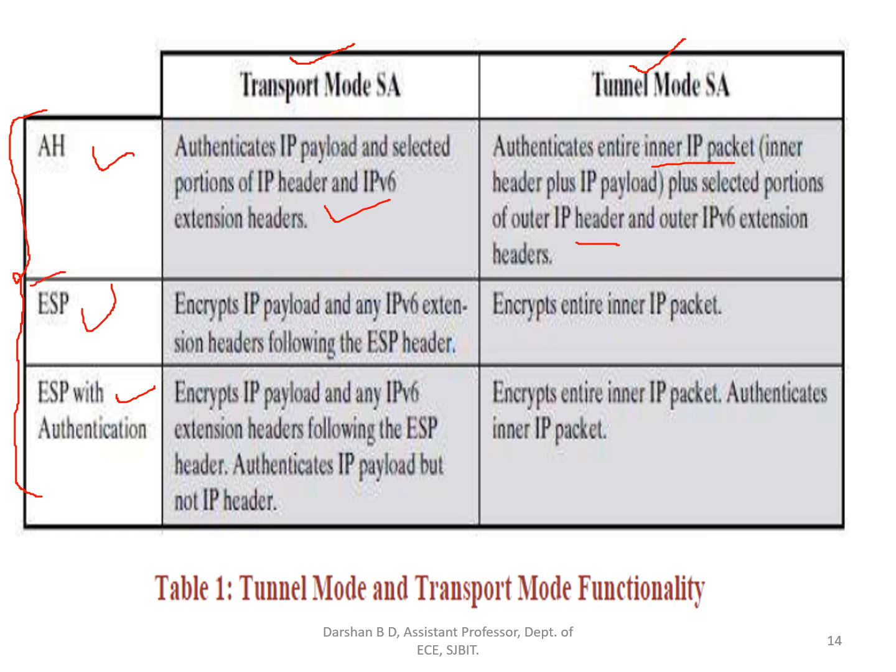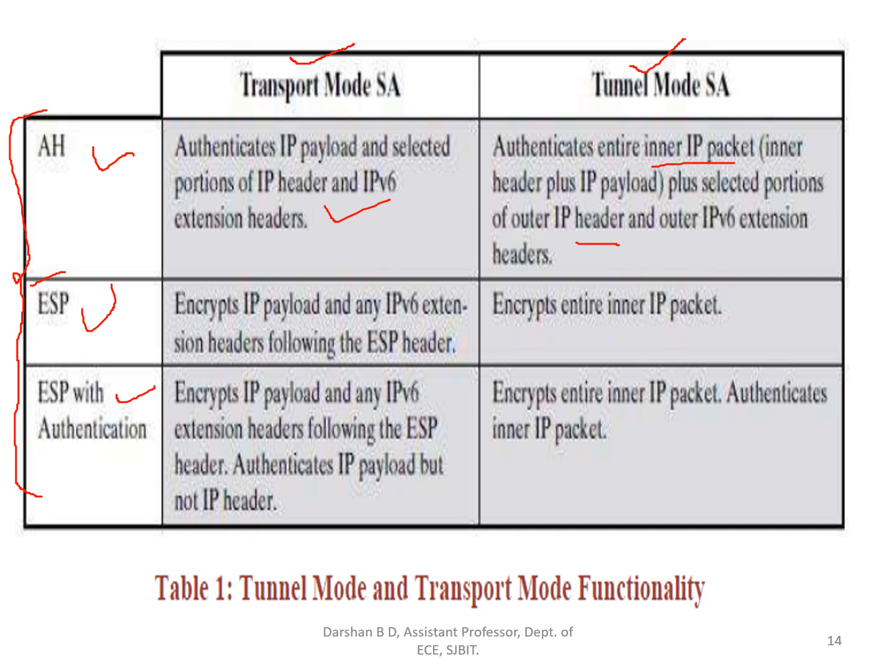Consider the second parameter, ESP, encapsulating security payload. For the transport mode security association, it encrypts the IP payload and any IPv6 extension header followed by the ESP header. ESP means encapsulating security payload header. In the tunnel mode security association, for encapsulating security payload, it encrypts the entire inner IP packet. So it's not going to consider the outer header part. The inner IP packet consists of the inner IP header and also the IP payload.